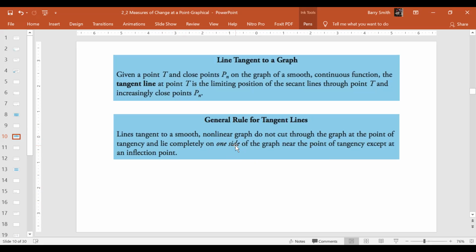They just nick that point where it is, but they don't cut through it, except for an inflection point. That's going to be the only place where it actually cuts through the graph. Otherwise, it's going to be either on the top side or the bottom side of a graph.